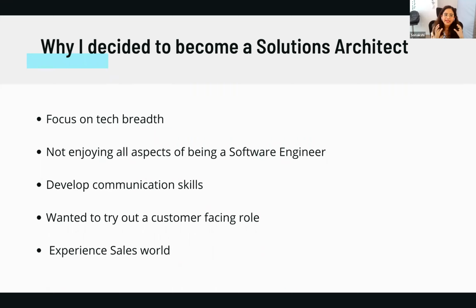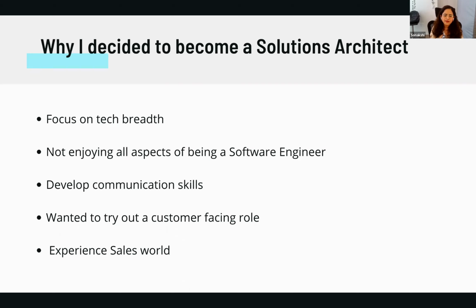Also, I had experienced AWS from a customer's perspective because I was a software engineer and Amazon.com is a customer of AWS. So I had experienced AWS from a customer's perspective, but I was curious to experience AWS from a seller's perspective because a solution architect is basically a technical seller. And I was curious of, what is it like to work in the sales domain? So, I wanted a chance to experience that. So these were five main reasons why I transitioned from SDE to solution architect role.